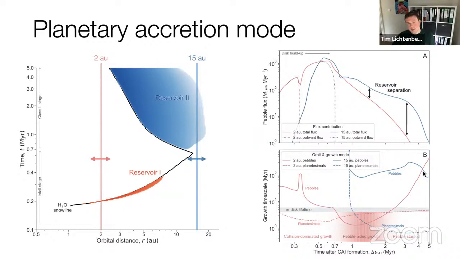And the reason here is the buildup of reservoir two, which prevents pebbles from the outer solar system reaching the inner solar system. Therefore, after about a million years or so of class two disk evolution, the inner solar system becomes strongly pebble depleted. And this suggests that the inner protoplanets cannot accrete further, and therefore stall in their growth. From then on, they rely on collisional accretion again, which is rather slow at this stage.